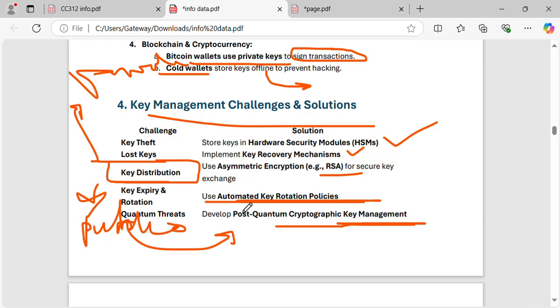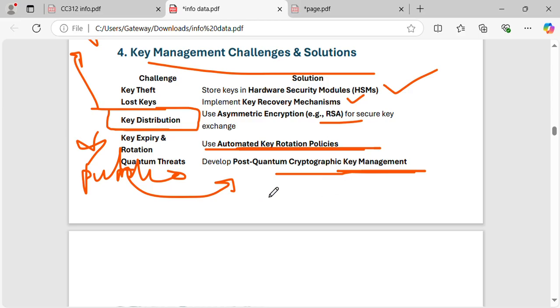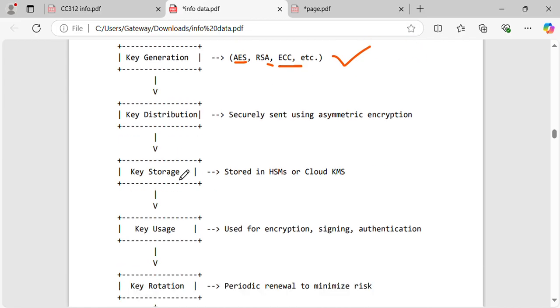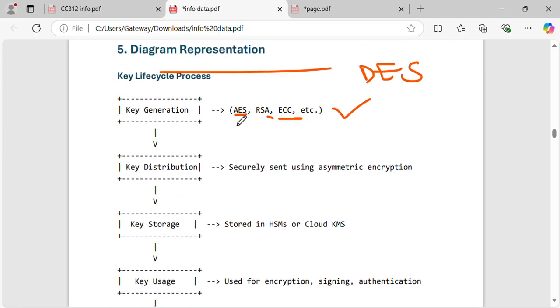Key expiry and rotation: you should have automated rotation policies so that you don't have to do these things yourself, because there is more chance of attack when doing it manually. So automated key rotation policies. We have a diagram representation. We have key generation, where we use AES or RSA or ECC. Apart from DES, everything is quite secure. Every time we talk about these keys, we will always come up with these algorithms, unless quantum takes over.